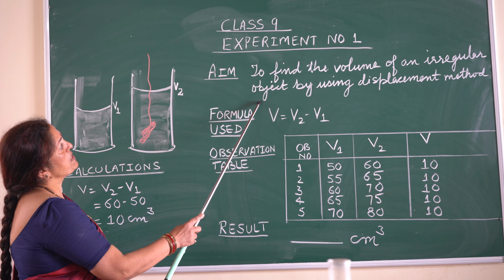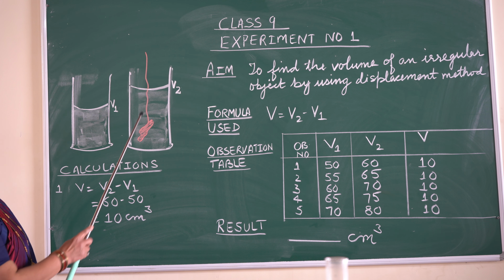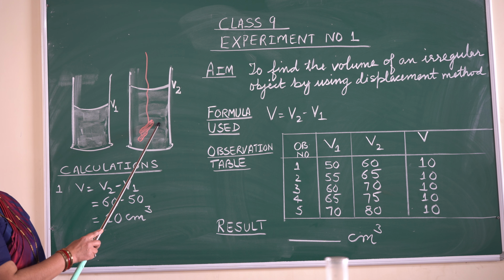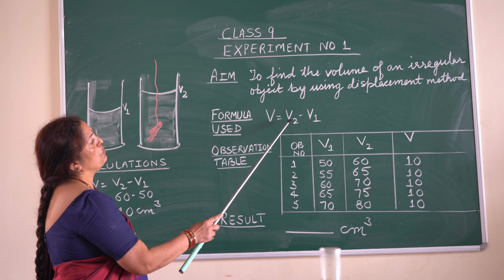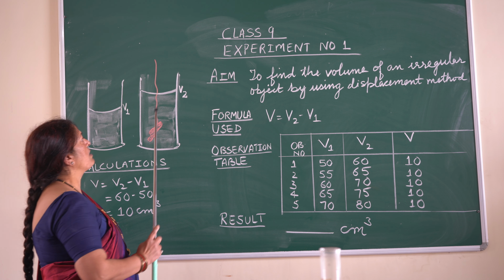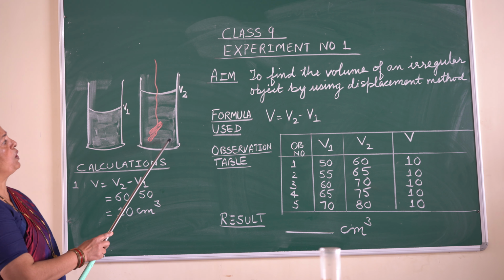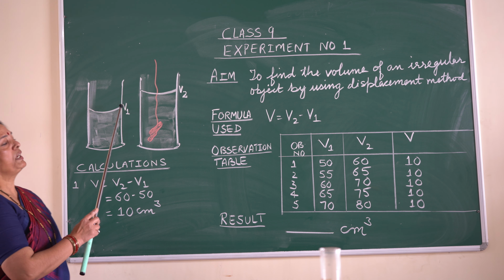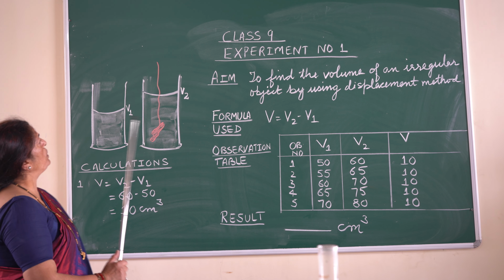The apparatus used for this experiment are the measuring cylinder, the irregular object suspended with the help of a string, and the volume of water here. The formula used will be V is equal to V2 minus V1, where V is the volume of this irregular body, V2 is the final volume of the water in the measuring cylinder, and V1 is the initial volume of water in the measuring cylinder. While performing the experiment, what you are going to do?